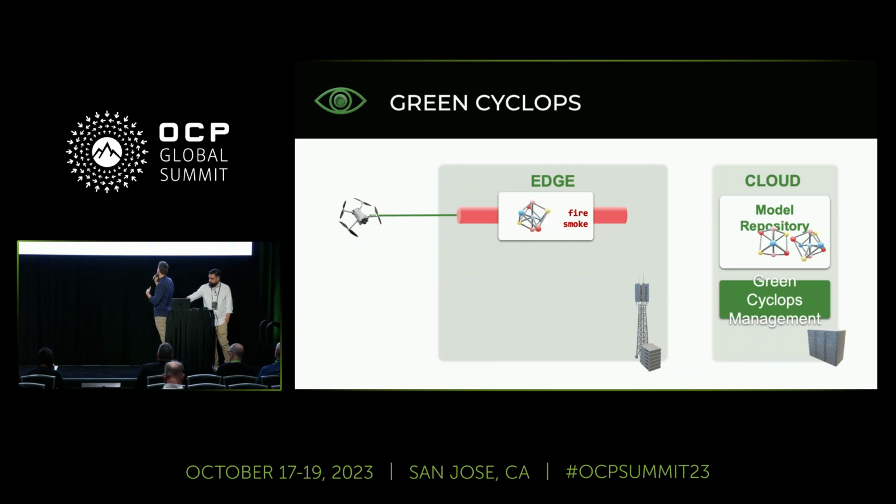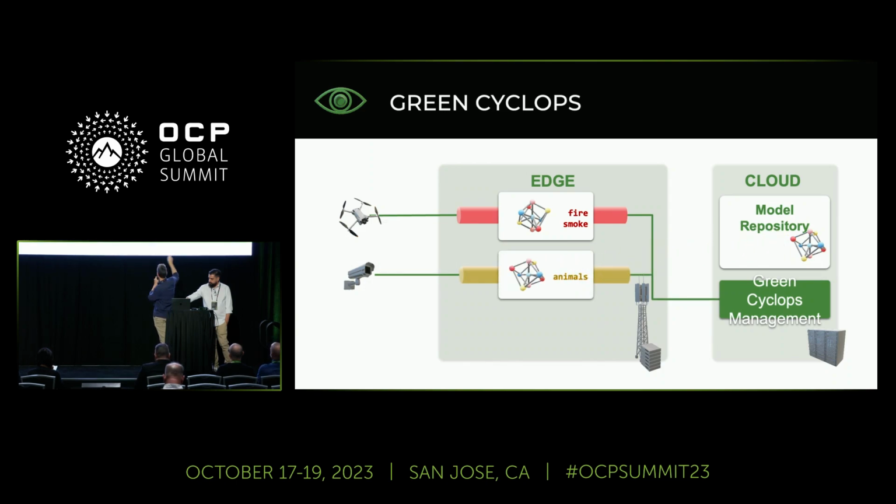When a new information source appears, it sends a message to the instance at the edge notifying the location of the video stream and the object to be detected. The edge retrieves the model to be used, generates the pipeline in real time, and produces the results that are sent to the Green Cyclops management at the cloud.